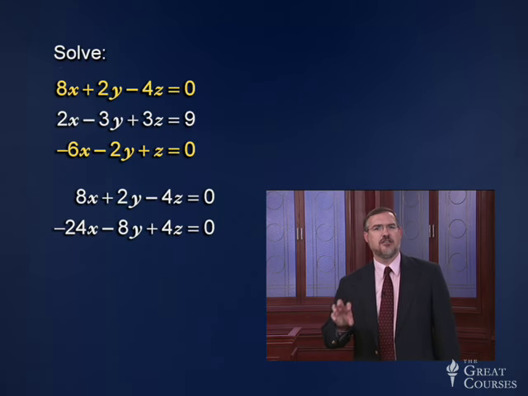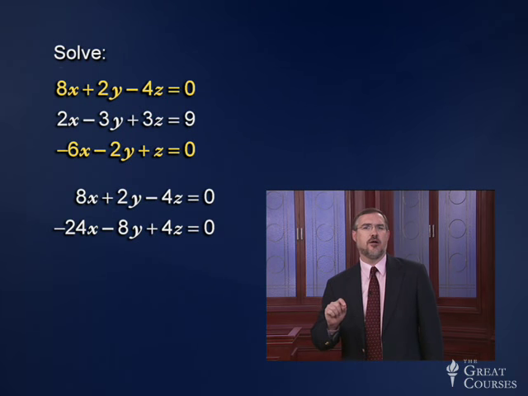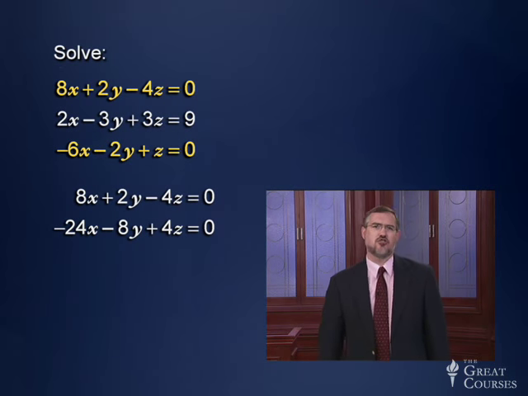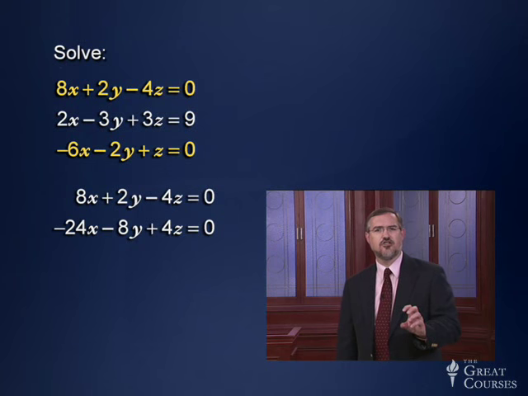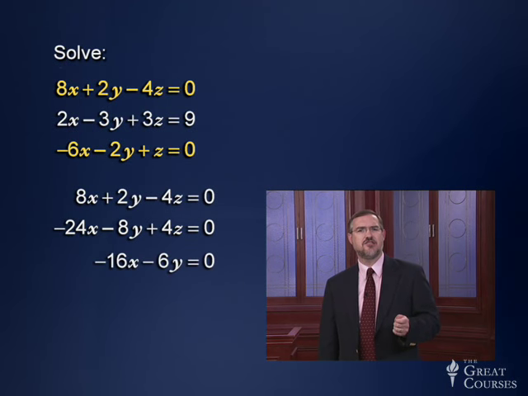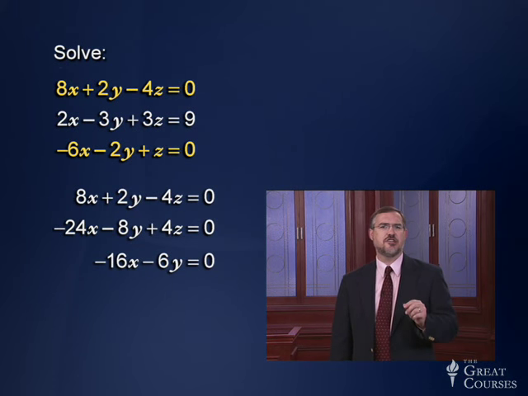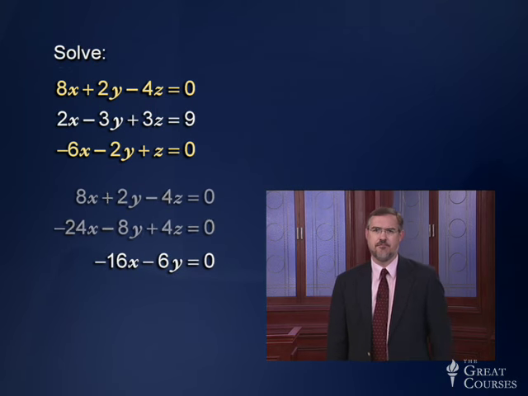Now if we add these two new equations that we've built, we will eliminate the variable z. And that's what I was trying to do, was eliminate z. And when I do that addition, I get negative 16x minus 6y equals 0.